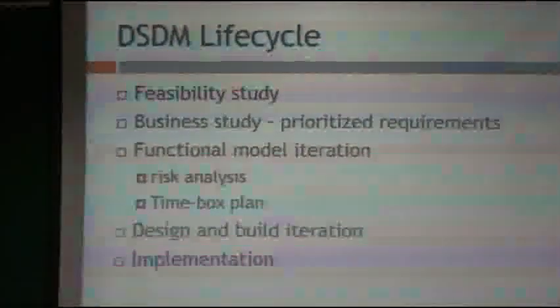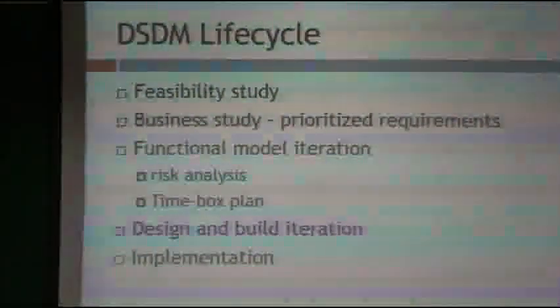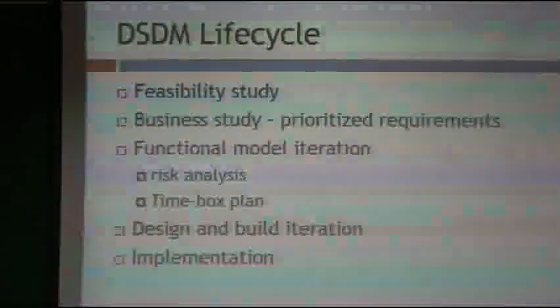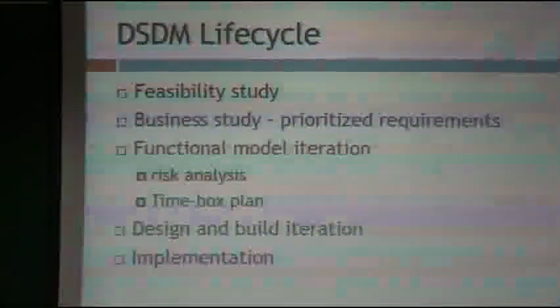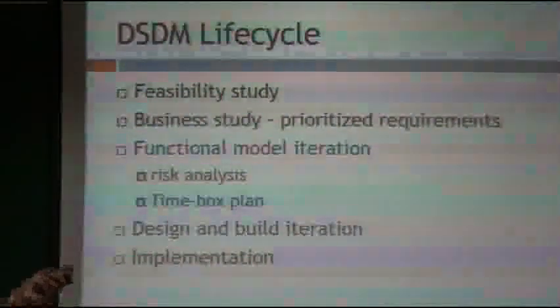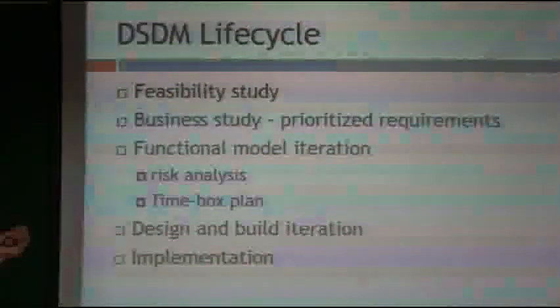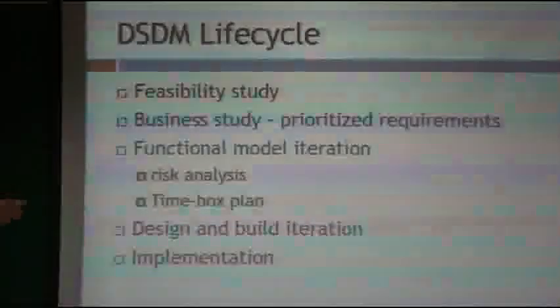The cycle of this DSDM, as usual, has a feasibility study, business study, functional model iteration, design and build iteration, and implementation. Feasibility study: all the requirements and planning come under the feasibility study. Business study: based on the nature of the company, the profit and the market potential, they prioritize the requirements. And then the functional model involves risk analysis and a time box plan. Finally, design and build iteration, and implementation.